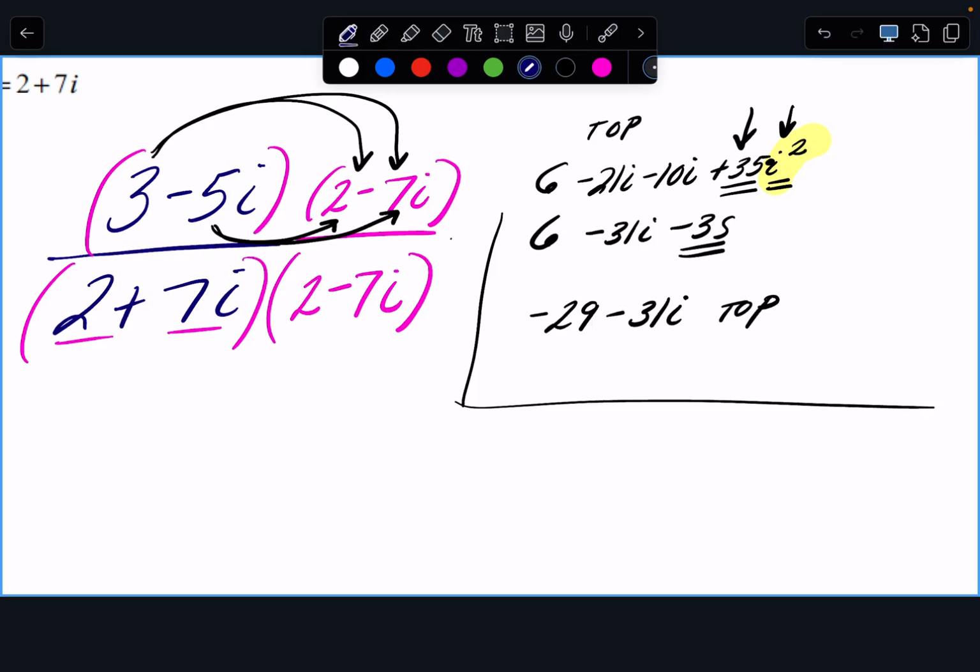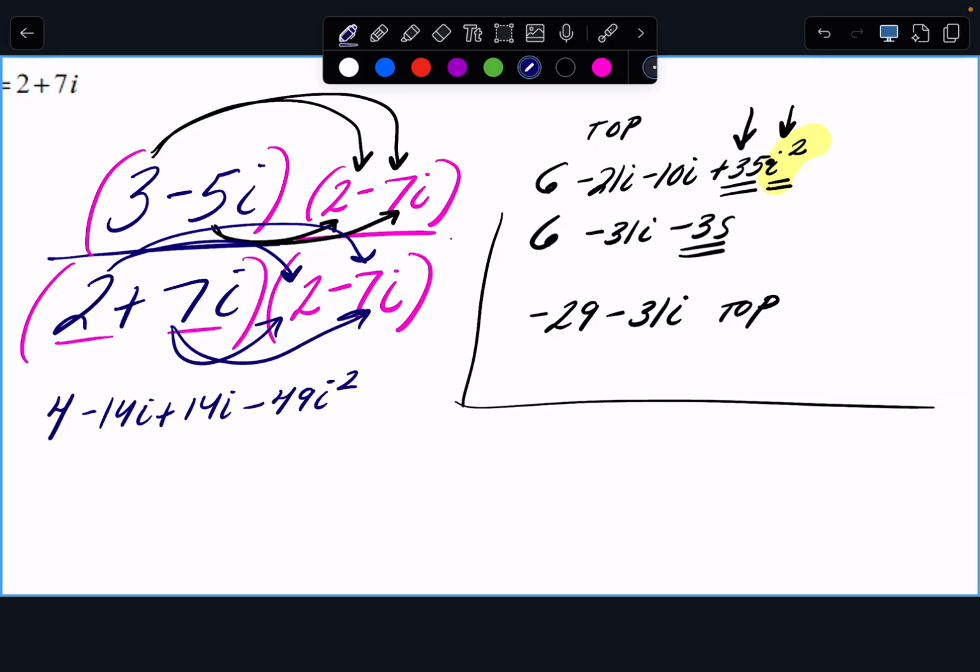Now let's do the bottom. 2 times 2 is 4. Minus 14i plus 14i, minus 49i squared. The middle term cancels out because that's what conjugates do. Then we have a 4, and that's negative 49 times negative 1. Isn't that just plus 49 then? A negative times a negative is a positive. 49, 50, 51, 52, 53, divided by 53.